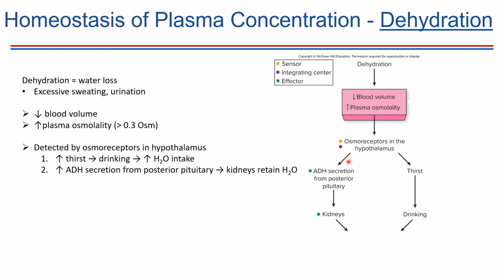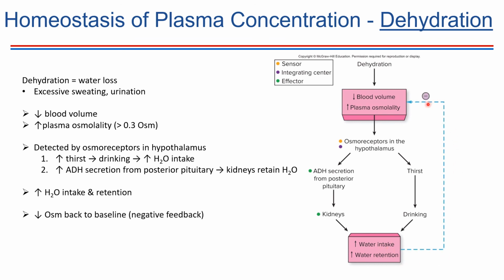hormone. And when that gets secreted from the posterior pituitary gland, it's going to go to the kidneys and result in reabsorbing more water back into your system, or it actually prevents water from escaping in your urine. Between those two, increased thirst and ADH, it's going to increase your water intake and your water retention. And because of that, we're going to have a negative feedback loop that comes back and reduces our blood plasma osmolality to get us back down to our baseline where we want to be, which should be about 0.3 osmoles. That's the goal.